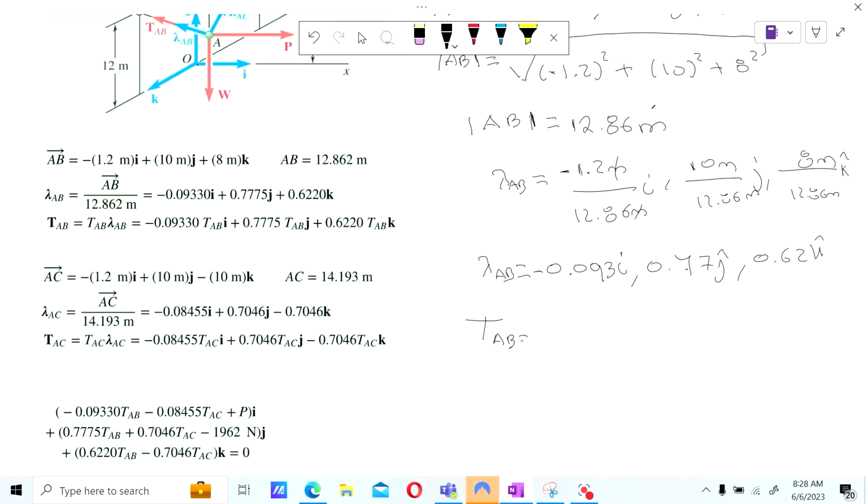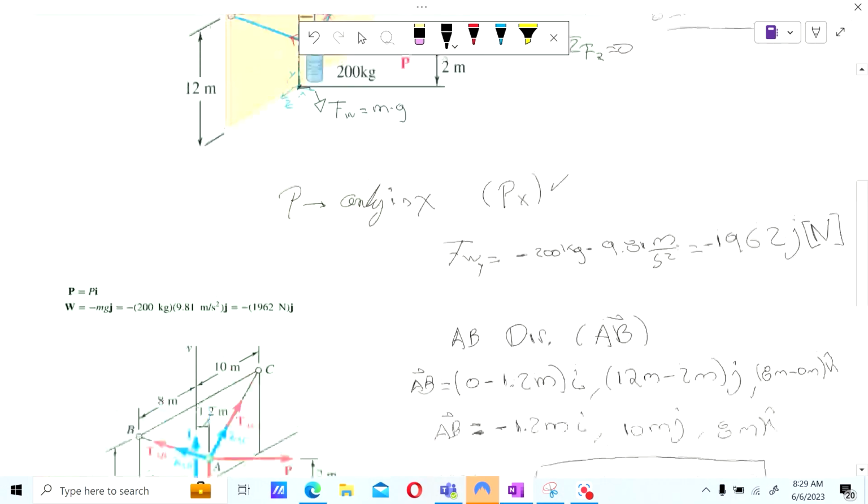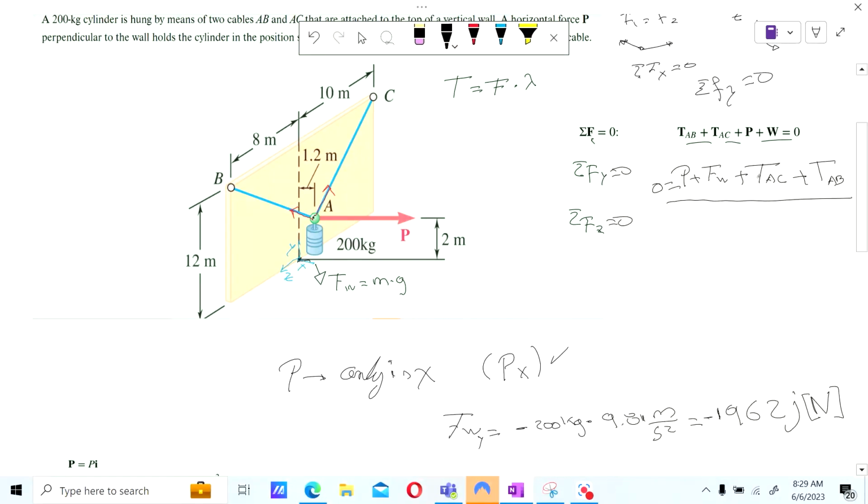The force is basically multiplying the tension AB, or the force through AB. This is the force through AB right here, so we don't get confused with tensions and forces. So force AB and force AC. Actually, no, that was correct.